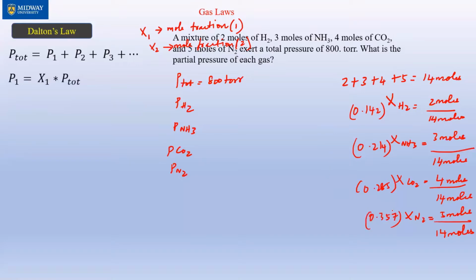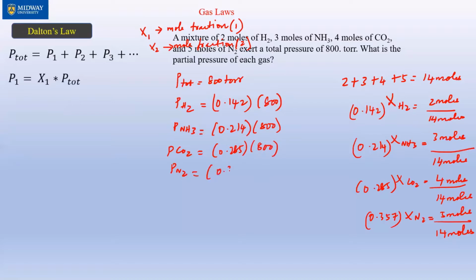Now we can get the partial pressure of hydrogen, which is its mole fraction times the total pressure, which is 800. Similarly, NH3 would be 0.214 times 800. I know it's a lengthy problem, but I would only ask you to do one of them on the test. I wouldn't ask you to do all of them because it has no purpose to just do it all. Here we're learning the concept. So 0.357 times 800.